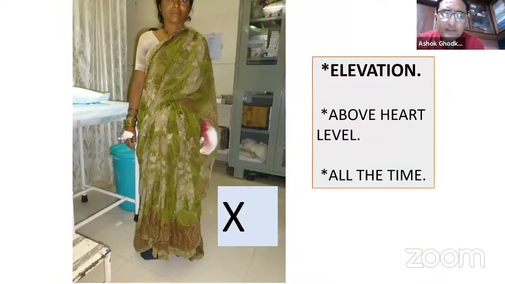Another important thing is elevation. So the injured part should always be above the heart level. The cuff and collar thing, what has been told is the cuff part of the button should be attached to the collar part of the shirt. So that is cuff and collar. So usually it has to be above the heart level. So this position is not acceptable.